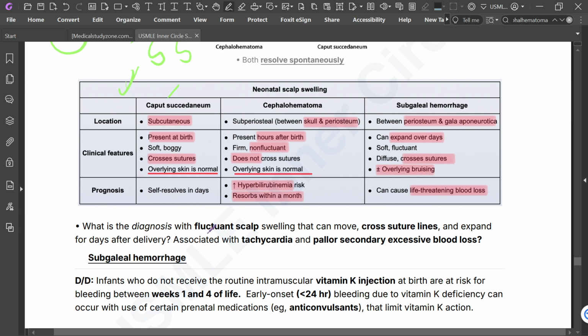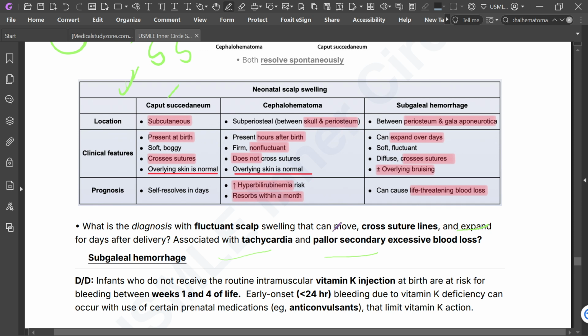So what is the diagnosis? A fluctuant scalp swelling that moves across the suture line and can expand for days after delivery, associated with tachycardia and pallor from excessive blood loss.